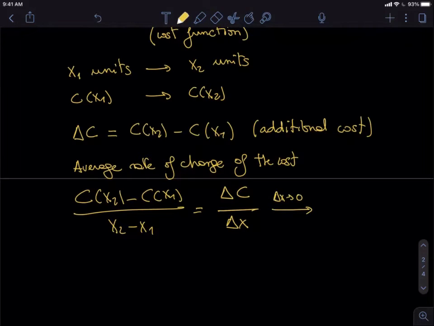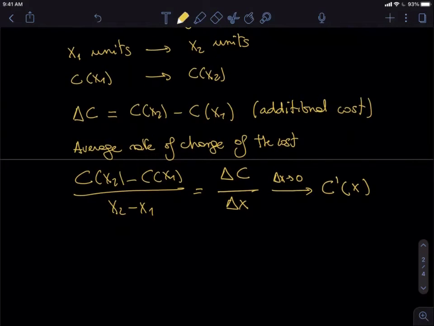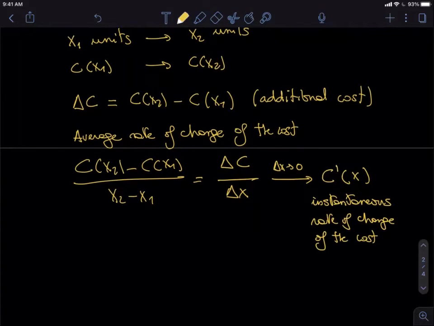Let's say that the increment of x tends to 0. We get the derivative function at x. And this will be interpreted as the instantaneous rate of change of the cost.